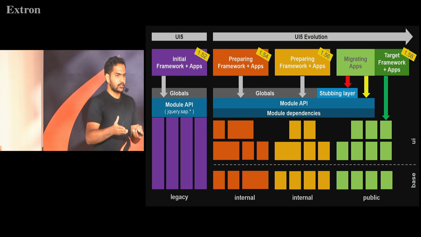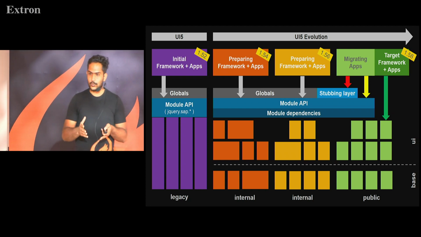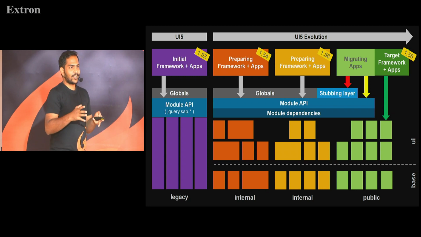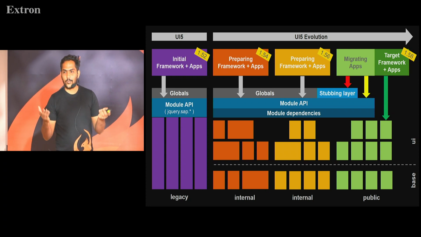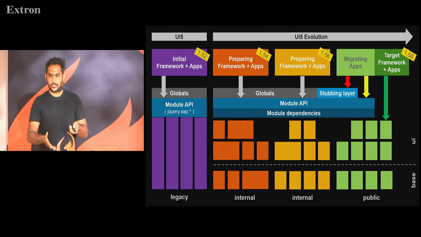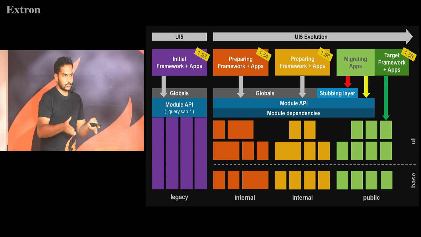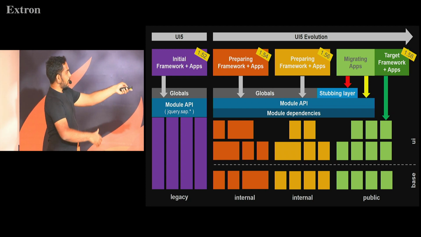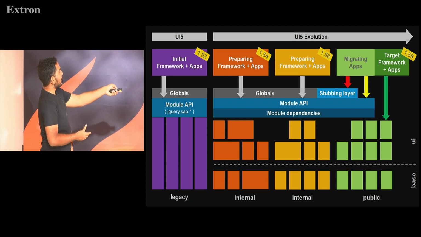And the last one, the red one, is not a very good position to be in. If your application is somehow working and you have not done anything, we still want to support that too, and that will be using the stubbing layer. So we all want you to move towards the green line, and we want to support you for that.